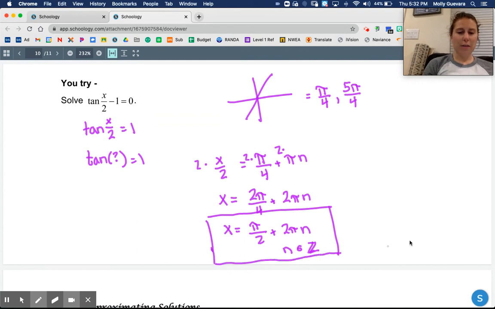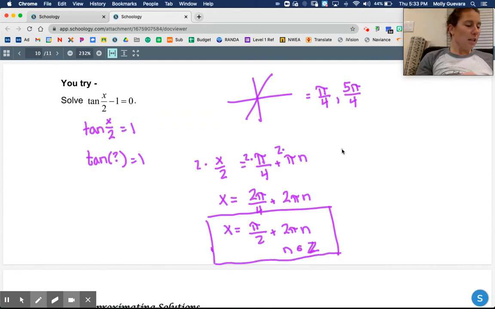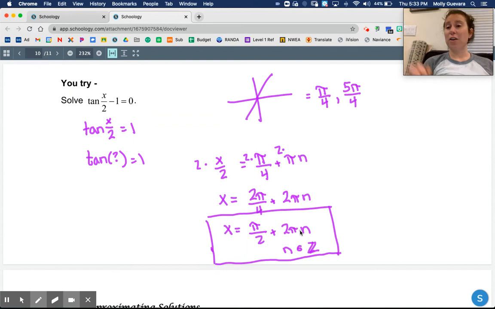So I think the biggest thing is if they give you an interval, like, oh, what are your answers between 0 and 2 pi? You do not need to do this plus 2 pi or plus pi, okay? If it wants you to just solve it or find all the solutions, then you will have to do that. So it's really important that we pay attention to what the question is asking us to do.